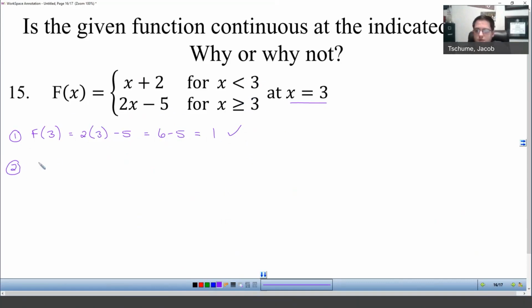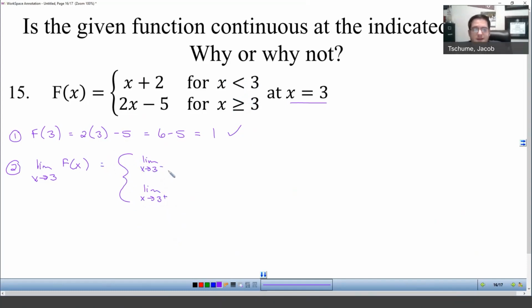For part 2, you're going to do the limit as x approaches 3 of capital F of x. But just like the last problem, since you've got less than and greater than, you need to break this up into a left and right hand limit. So let's do that again. This is the limit as x approaches 3 from the left, and we're going to do the limit as x approaches 3 from the right.